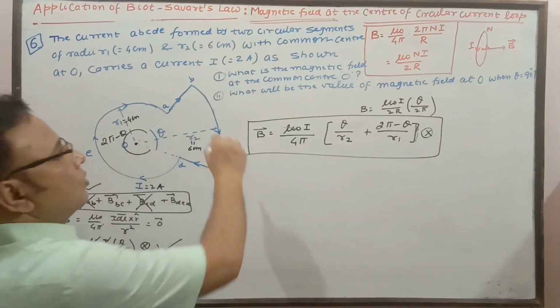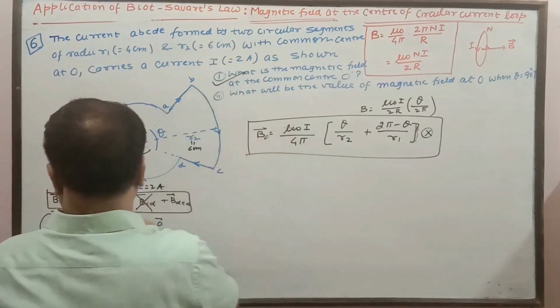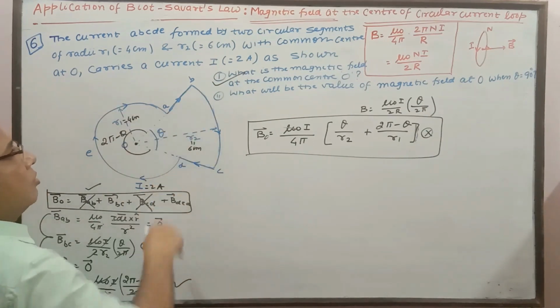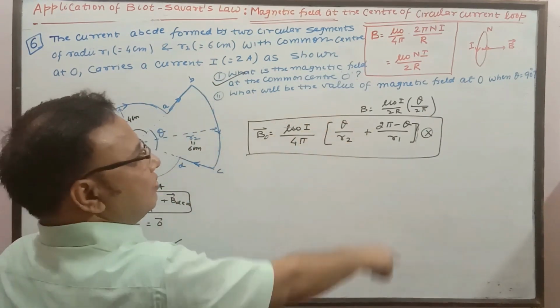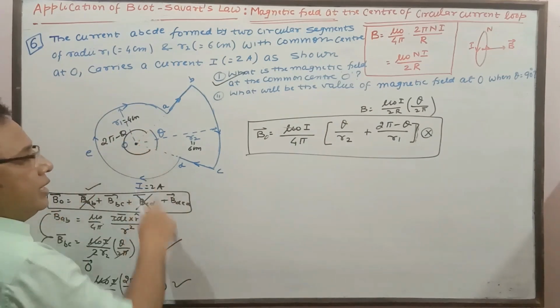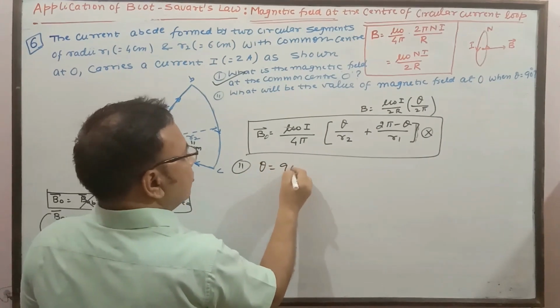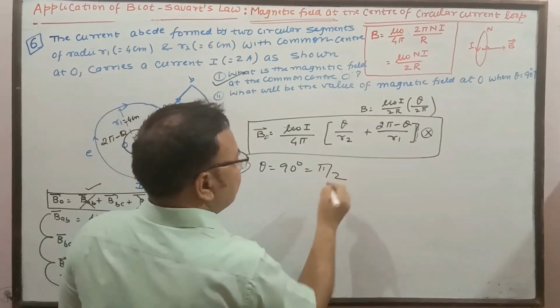So first part of the question, at O, the final formula of the magnetic field is determined due to all the sections of this. What will be the value of magnetic field at O when theta is 90 degree? If this theta is equal to 90, what is the value? So the second part of the question, theta is equal to 90 degree, or you can say pi by 2 we can put.